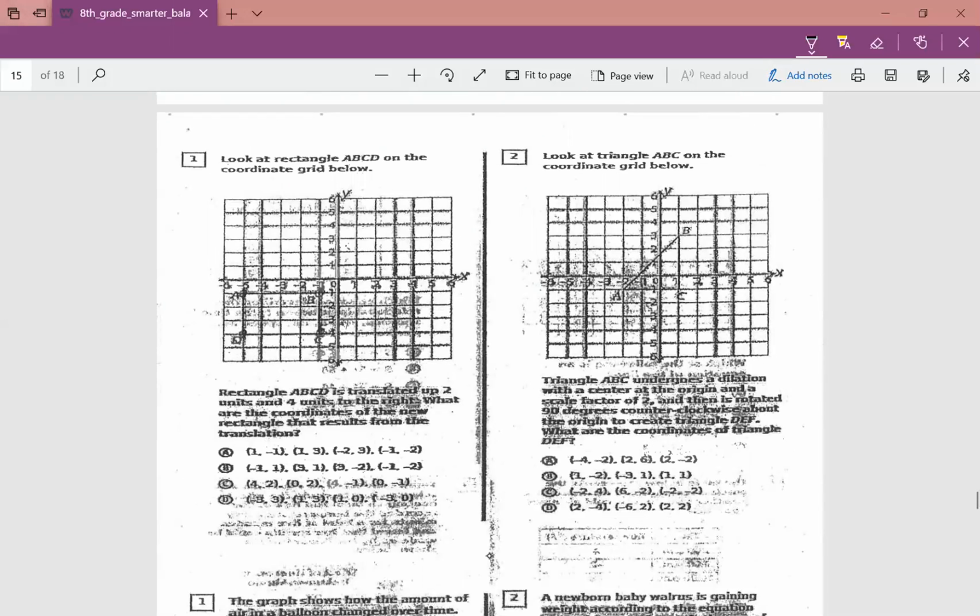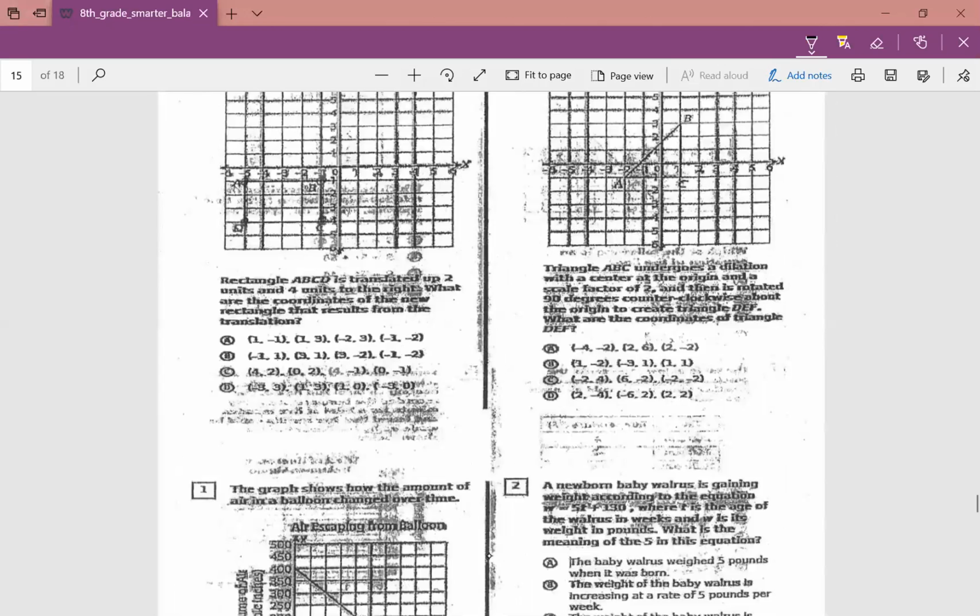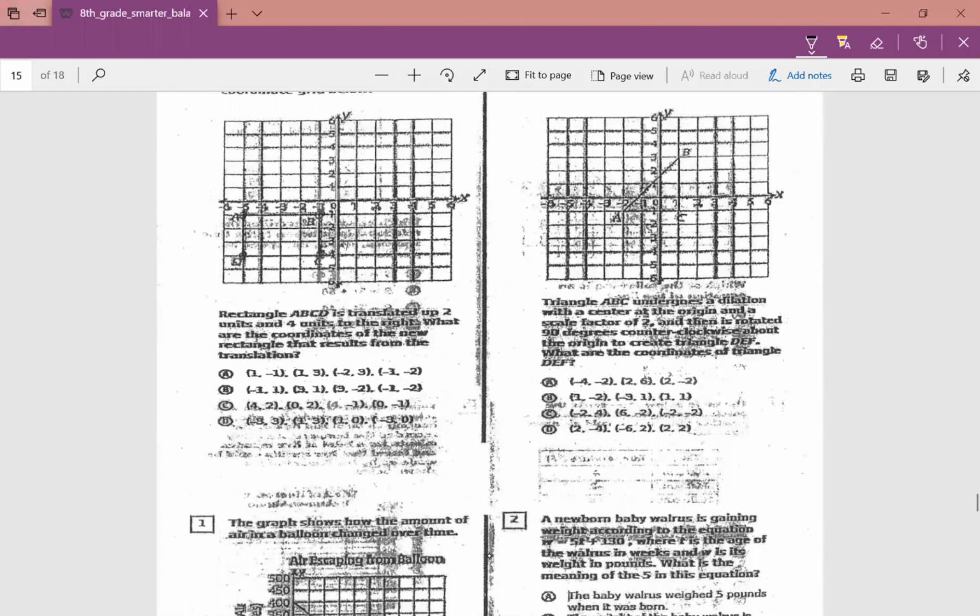All right, what page are we on now? I think we are on 14. No, that was 14. This is 15, page 15.